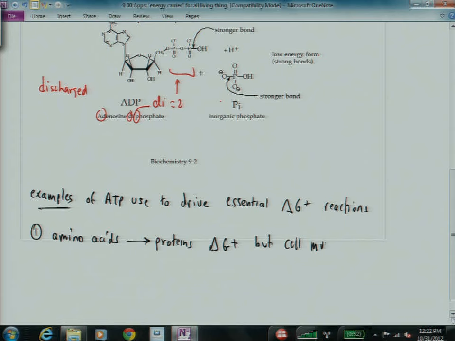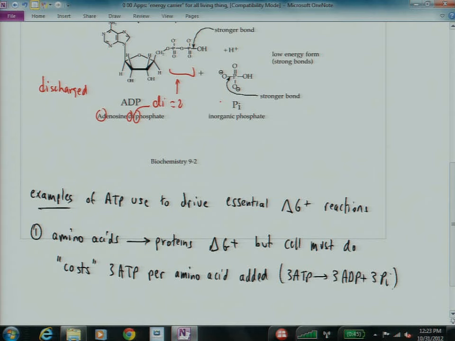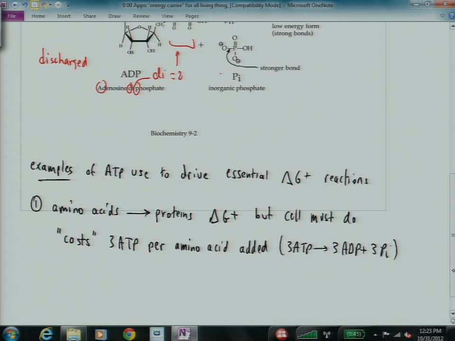It turns out it costs, if you like, 3 ATP per amino acid added. That is 3 ATP going to 3 ADP and 3 phosphates. Right? So if you think about how large proteins are in your body, the hundreds of amino acids, it costs lots of ATP. You're burning up lots of ATP all the time just to make the new proteins you need to deal with the ones you've recycled. So just sitting there, not moving at all, you're consuming a fair amount of energy to do that.